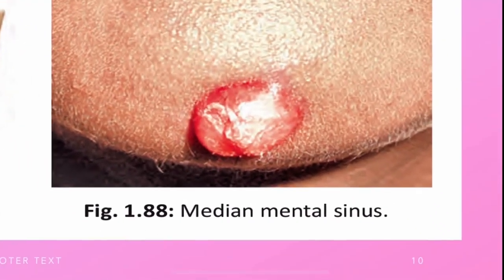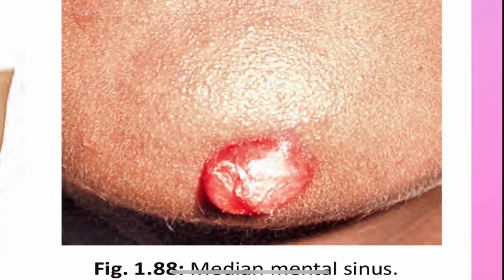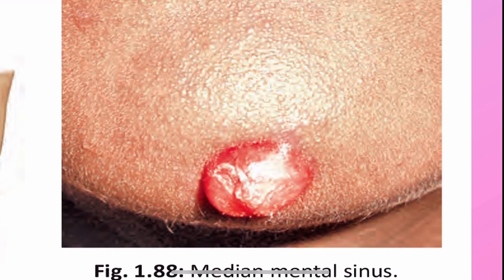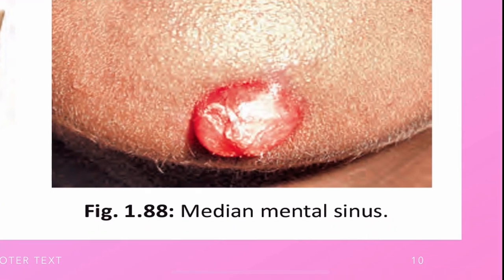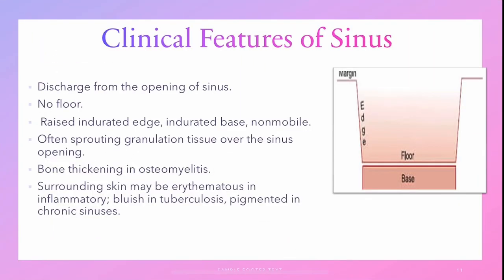So very clear guys, what's happening? There is an abscess formation, that is incisor teeth, lower incisor teeth forming a root abscess. How is this abscess forming? It is because of the infections of the roots of the incisor teeth, resulting in the abscess formation, later on resulting in the sinus. Moving on to the clinical features of sinus.